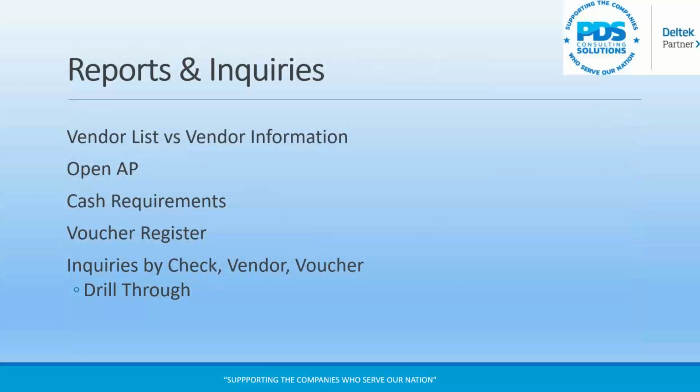So there are a few reports in the Accounts Payable module. There's a vendor listing, or you can also print a vendor information report that is much more detailed. You have your Open Accounts Payable report, which is a very important report for month-end closing to reconcile to the general ledger. That can be printed in various ways, so you will definitely want to save a parameter for that, and maybe multiple parameters depending on your needs. The cash requirements report, the voucher register, and also the check register. All of these reports can be printed after the month is closed, so you may be able to retrieve them at a later date if not printed during the closing process.